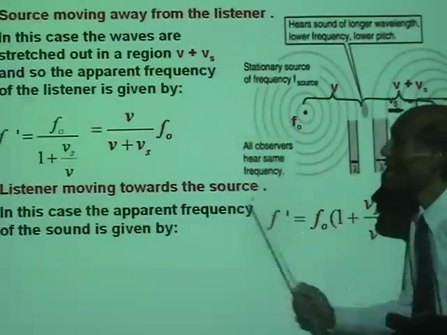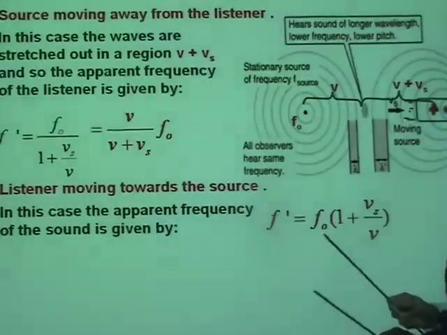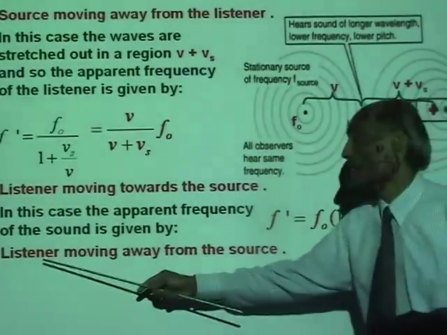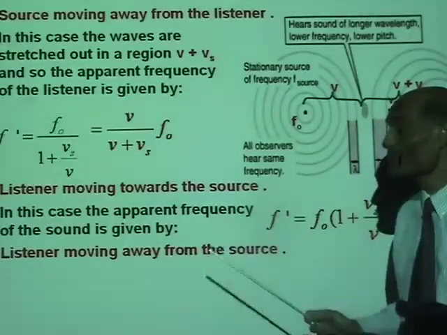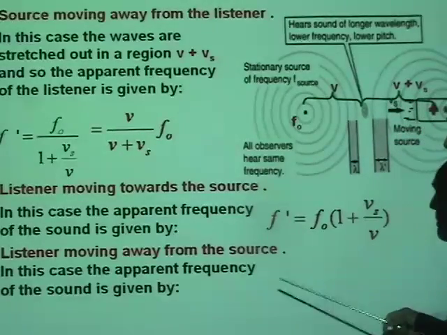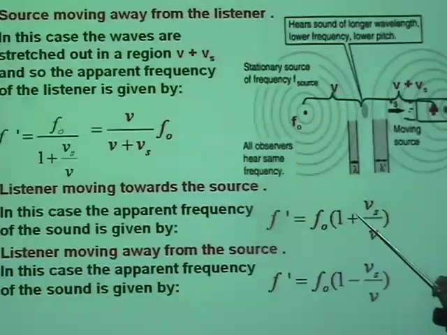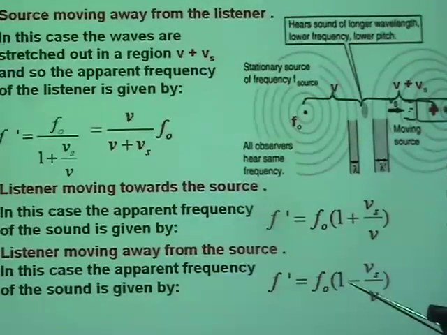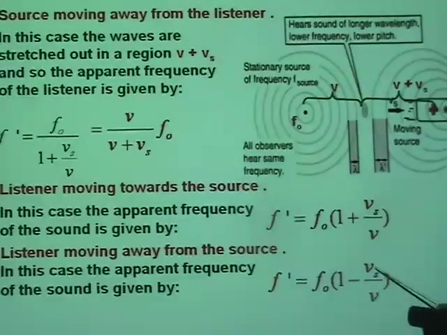Alright? Keep track of these equations. It'll be useful when we need to solve problems. Now, listener moving away from the source. What happens when the listener moves away from the source? The apparent frequency will be given by, the only difference is, this plus will become minus. So f prime is f0 times 1 minus Vs over V.